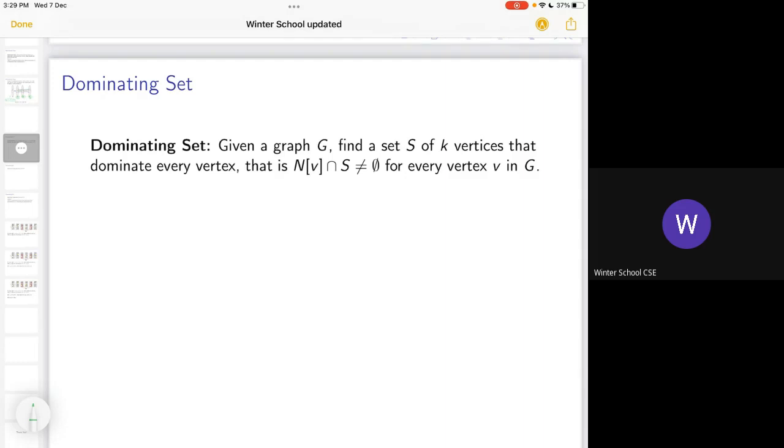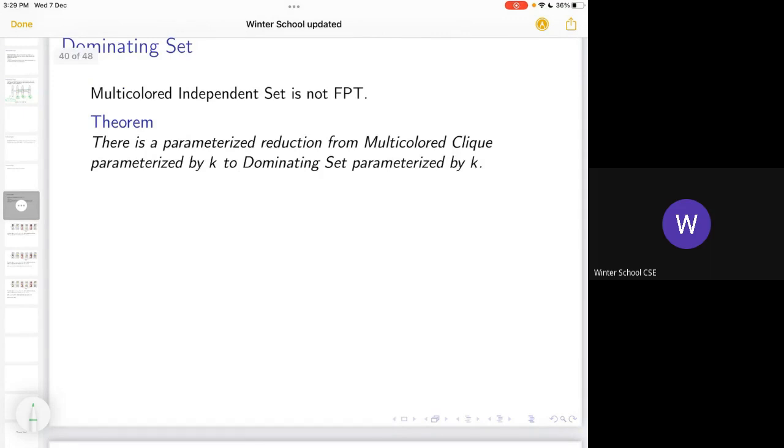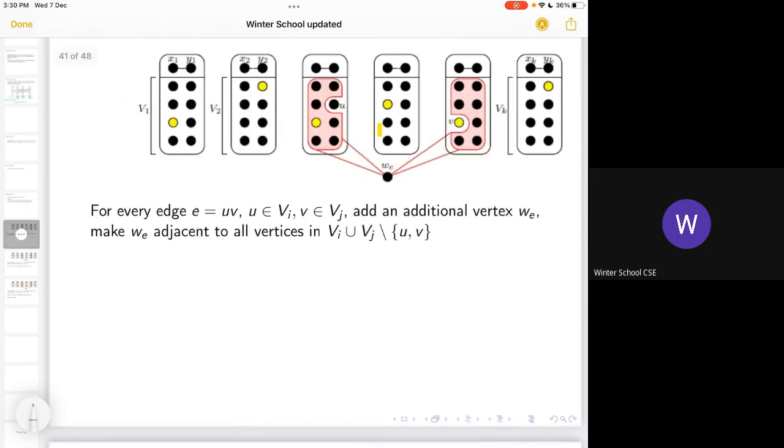Okay. So now we want to show a parameterized reduction from multicolored independent set to dominating set problem. Any idea what we can try here? It is a bit tricky, but can you think of something? Okay, so let's not waste any time. Let me tell you the reduction.